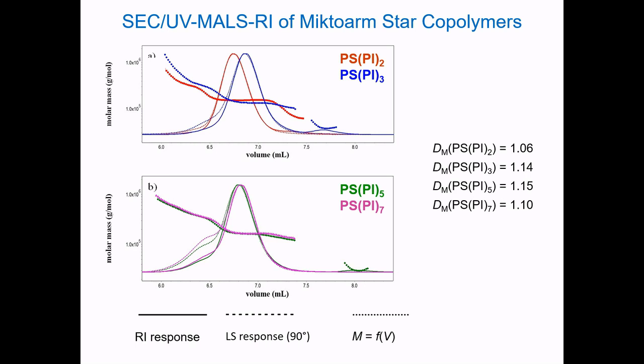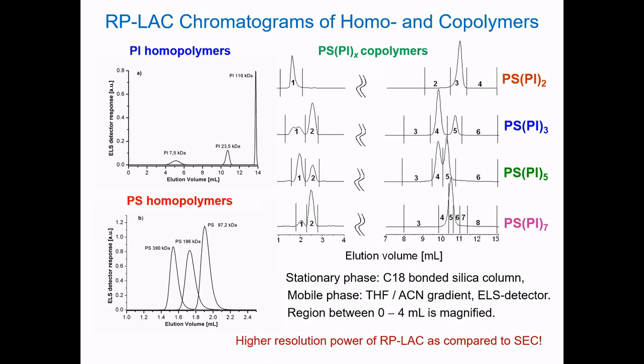However, the constituents were not sufficiently separated by size exclusion chromatography. This was not surprising since the hydrodynamic volume of stars changes only slightly with the alteration of the number of arms in the star. For better separation of different constituents in miktoarm star copolymers, we used liquid adsorption chromatography on a C18 reversed phase column. The separation in liquid adsorption chromatography is directed by the enthalpic interaction of the solutes with the stationary phase.